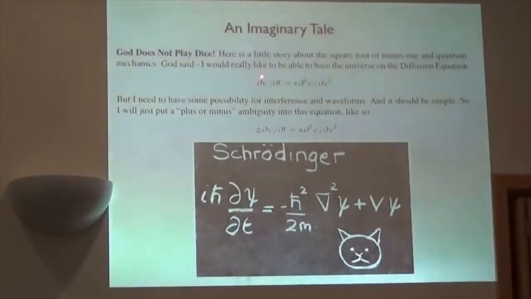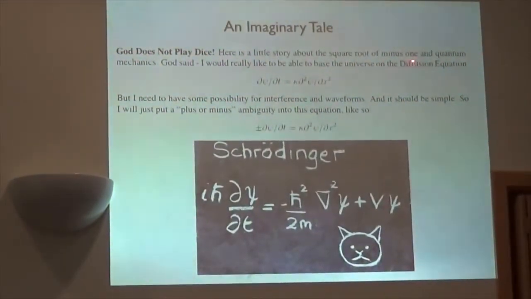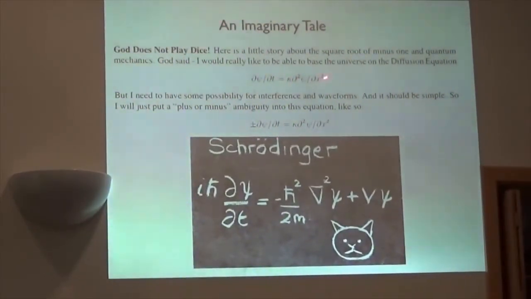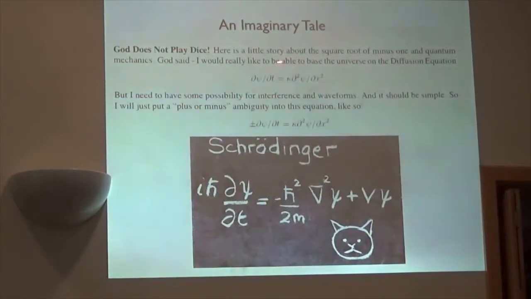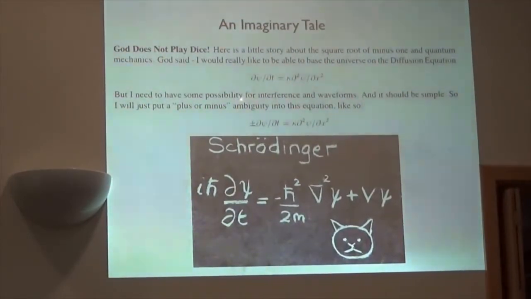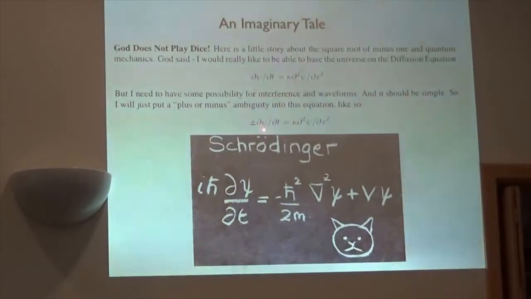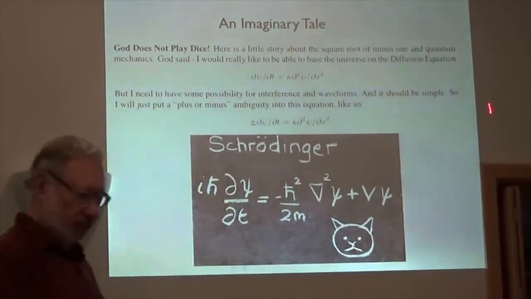So I'll read it. Here's a little story about the square root of minus one in quantum mechanics. God said, I would really like to be able to base the universe on the Schrodinger, on the diffusion equation, but I need to have some possibility for interference in waveforms, and so it should be simple. And so I'll just put a plus or minus ambiguity into this equation like that. Not an i, but a plus or minus ambiguity.